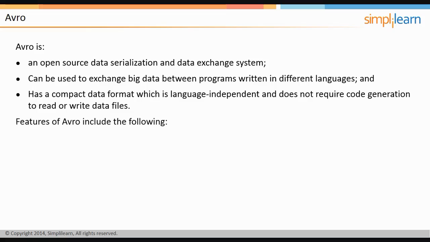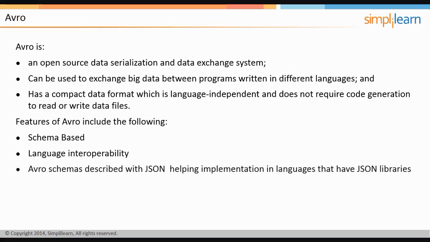Features: schema-based, language interoperability. Avro schemas are described with JSON, which helps in implementation in languages that have JSON libraries. By default, the Avro server uses port 9090. We will look into the concept of Thrift in the next screen.